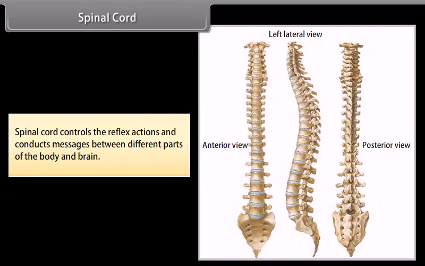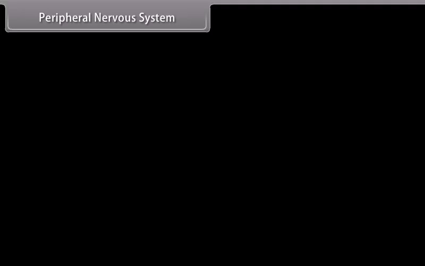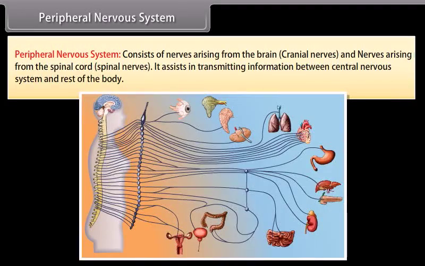Spinal cord. Spinal cord controls the reflex actions and conducts messages between different parts of the body and brain. Peripheral nervous system. Peripheral nervous system consists of nerves arising from the brain, cranial nerves, and nerves arising from the spinal cord, spinal nerves. It assists in transmitting information between central nervous system and the rest of the body.